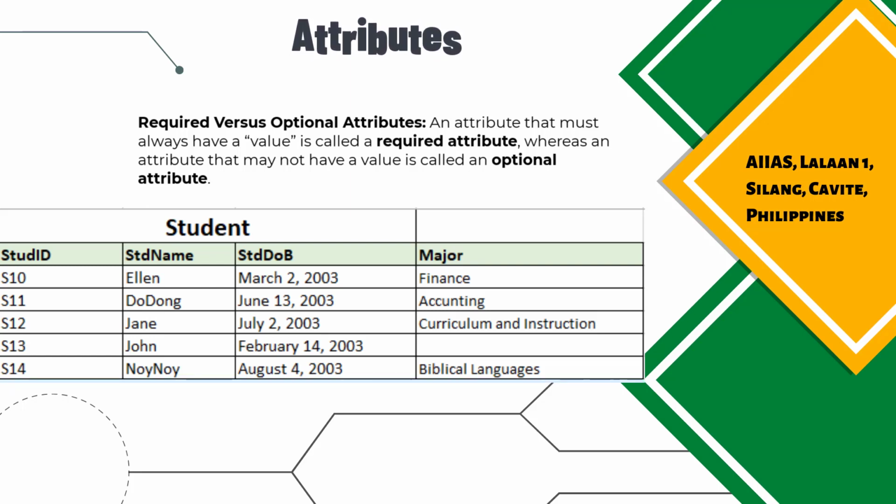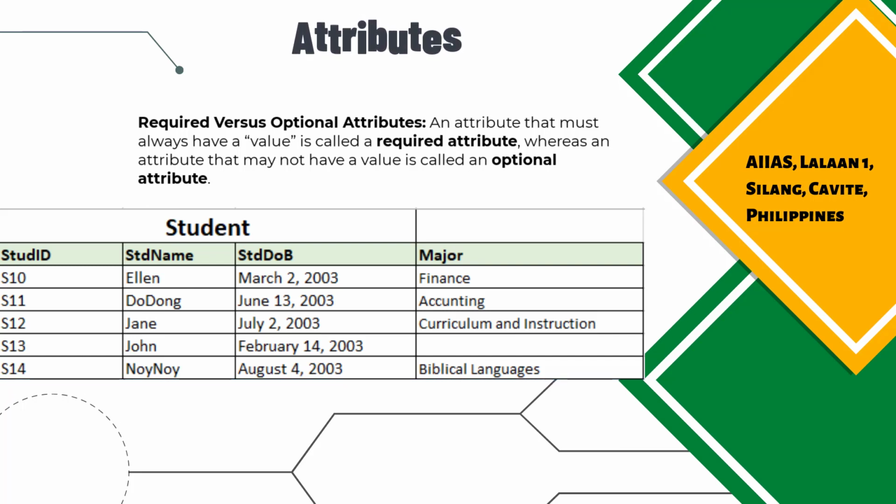Where, for example, student name John, his ID number is S13, so it has to be present. Can never be empty, or it can never be void. That is what is called a required attribute. Very simple, right? The next is called an optional attribute.